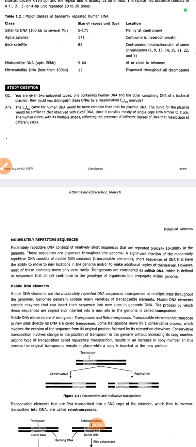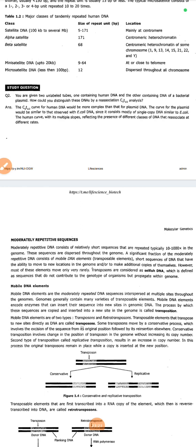Now the question comes: you are given two unlabeled tubes, one containing human DNA and the other containing DNA of a bacterial plasmid. One is human, one is bacterial. Now you have to distinguish these DNAs by reassociation kinetics. How will you do that?